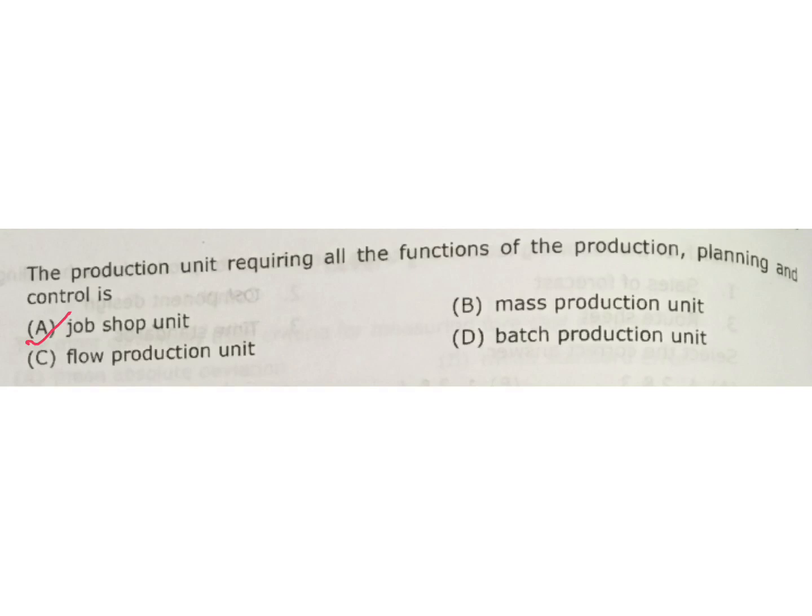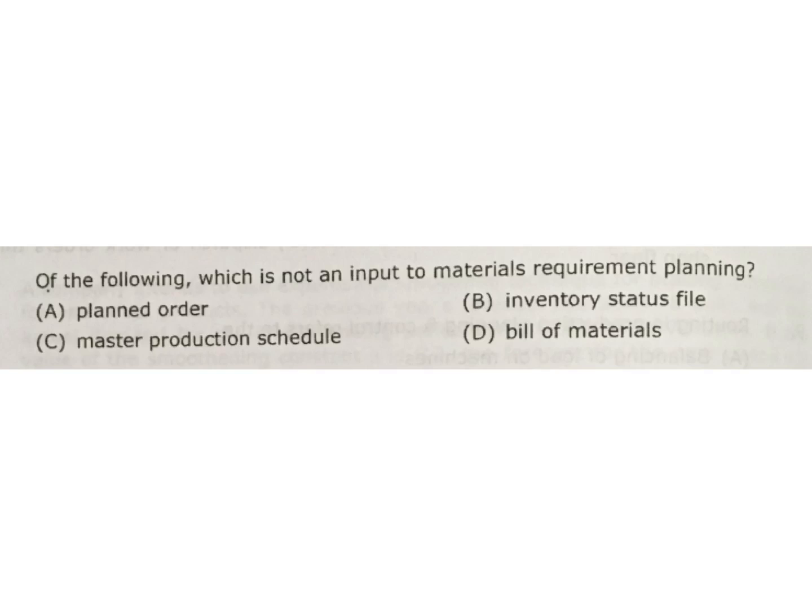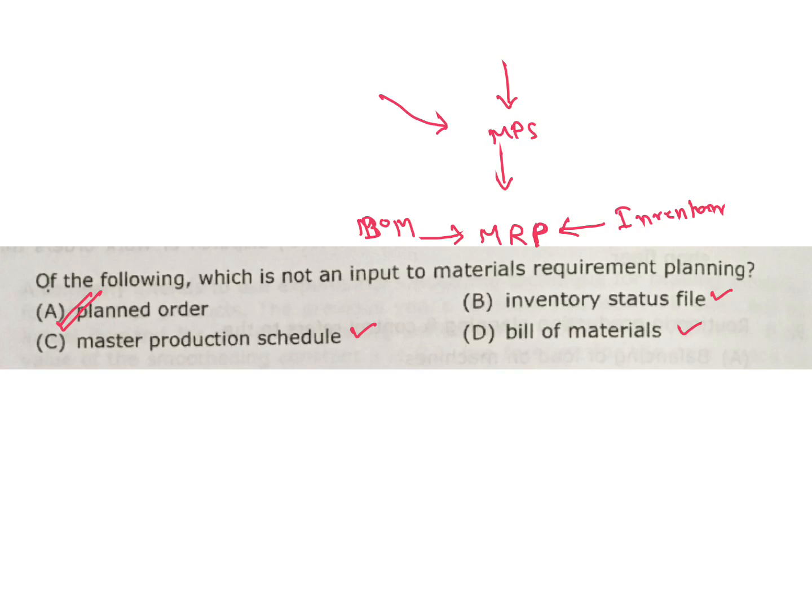Of the following, which is not an input to material requirement planning, or in short MRP? Already I made one separate video for this MRP. That flow chart you can check for MRP. This side MPS, Master Production Schedule. This side Bill of Material, BOM. Then this side inventory file. So B, C, D are inputs. Not an input, A is the answer. Planned order is an output of MPS. For MPS, this side you will get planned order.